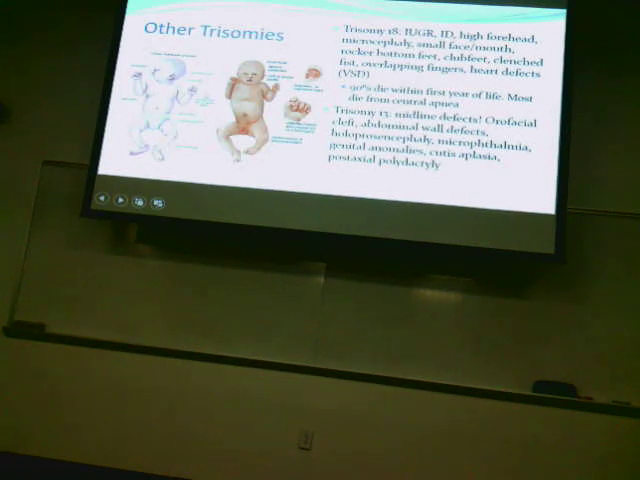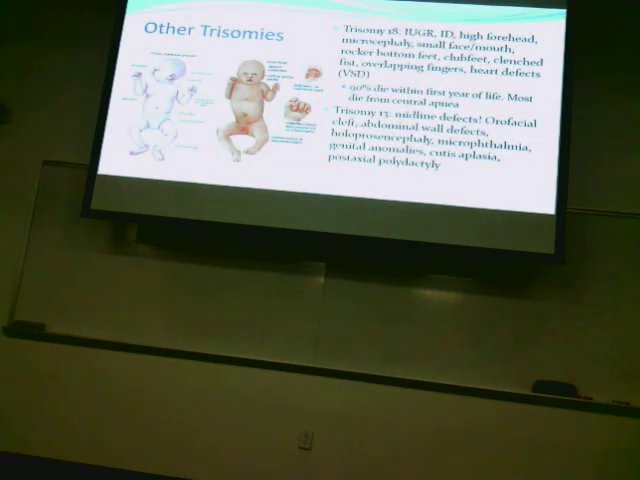apneas. Trisomy 13 baby, you want to think about a lot of midline defects. So they have the orofacial cleft, they have abdominal wall defects, they have holoprosencephaly, microphthalmia, GU abnormalities, cutis aplasia, and postaxial polydactyly. And if it helps, Will, I have a certain mnemonic to be able to memorize both of these. So with trisomy 18, it's like Edwards, like election, E for both.